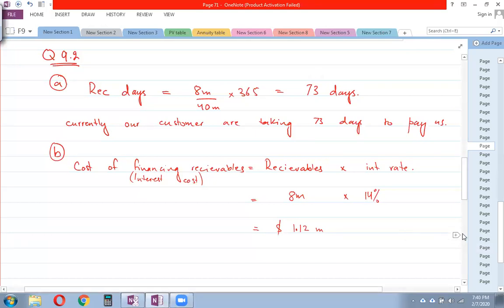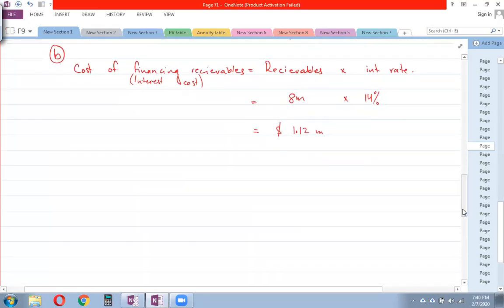Let's see what we have now. Remember, if we want to save this cost, how can we do it? Watch it very carefully. If you want to save this cost, what do you do? You reduce your receivable days. Once you reduce your receivable days, your receivable balance will automatically be reduced, and that would mean your interest cost will be reduced as well, right?